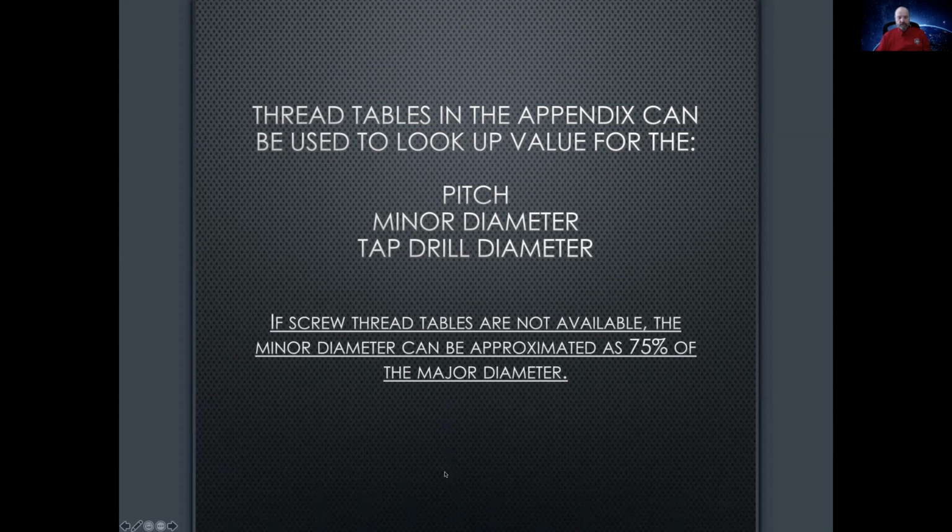So here's an important note to help you with your homework. If screw thread tables are not available, the minor diameter can be approximated as 75% of the major diameter. So 3/4. If you know what the major diameter is and you have to calculate the minor diameter, use 3/4 if it's not in the table. Sometimes you do that when the threads get really, really big.